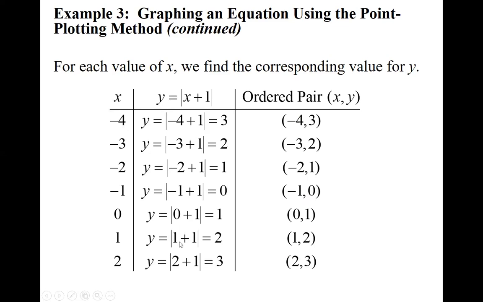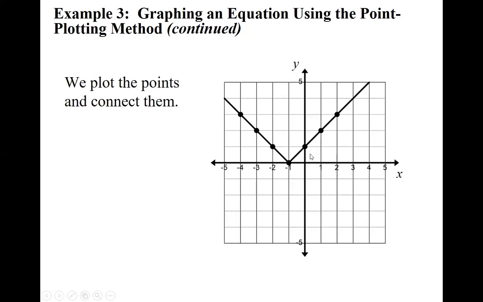Plug in X = 1. Replace X with 1. So instead of X + 1, it's 1 + 1. That's 2. The absolute value of 2 is 2. And then finally, from the X values we chose for our table, if we plug in 2, we get 2 + 1 is 3. The absolute value of 3 is 3. 2, 3 is a point on the graph. If we take all of these points we found and plot them on a coordinate plane, we can connect them and we get this shape.